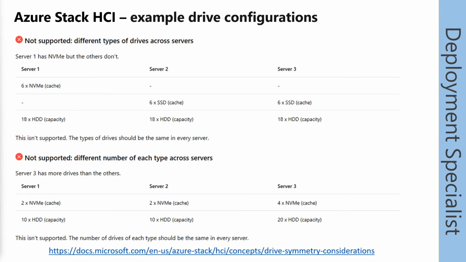What's not supported is, for example, to have in one server 6 NVMEs and 18 hard disks, and in the other one, 6 SSDs and 18 hard disks. Yes, we have in both servers 6 cache drives and 18 hard disk drives, but we have different drive types for the cache. It's also not possible to say, okay, I have 2 servers with 2 cache drives and 10 hard disks, and I have 1 server with 4 cache drives and 20 hard disks. Even if the overall capacity is the same, we always have to have the same number and type of drives.